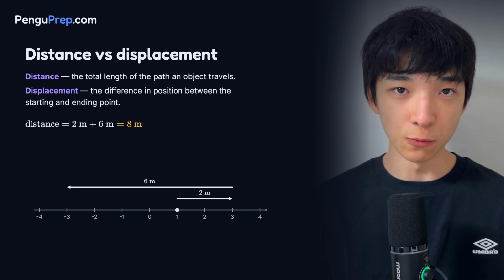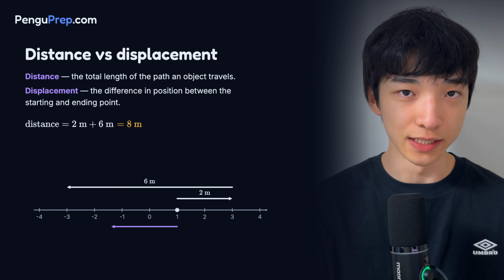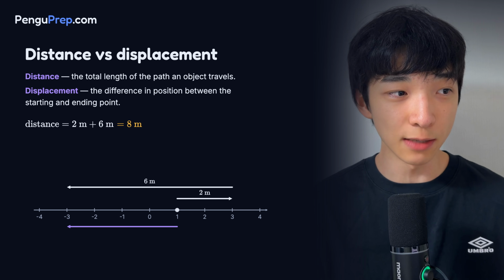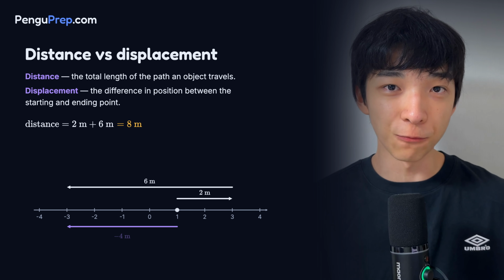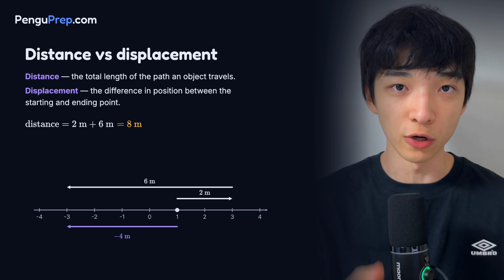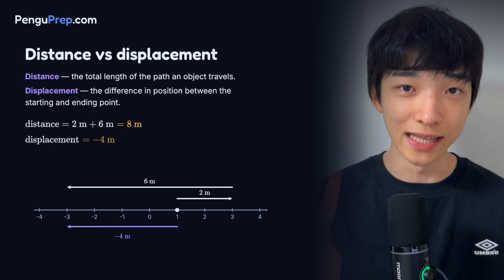To find the displacement, we have to find where the object's ending point is relative to the starting point. The object's ending point is at -3, which is -4 meters relative to its starting point 1. So the object's displacement is -4 meters.